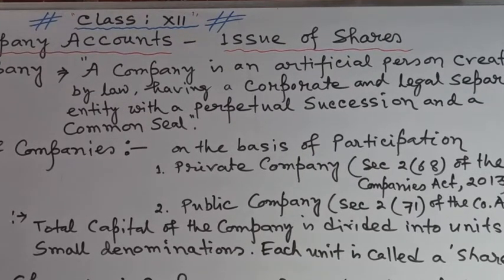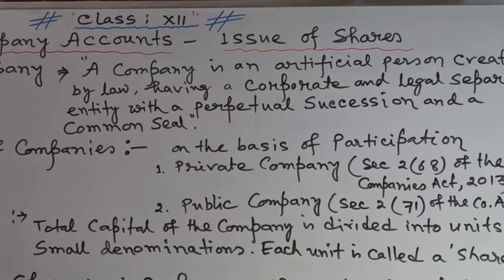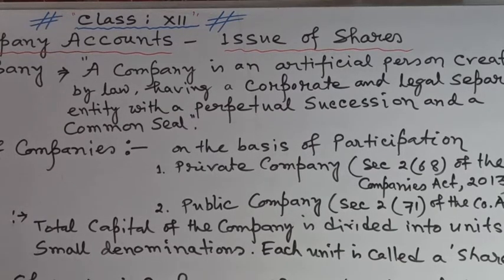Again, there is another important difference, the number of directors. At least 2 directors are required in the case of a private company, but in the case of a public company at least 3 directors. Okay. And another important difference is the preparation of articles. In the case of a private company, preparation of articles is necessary, but in the case of a public company preparation of articles is not necessary.